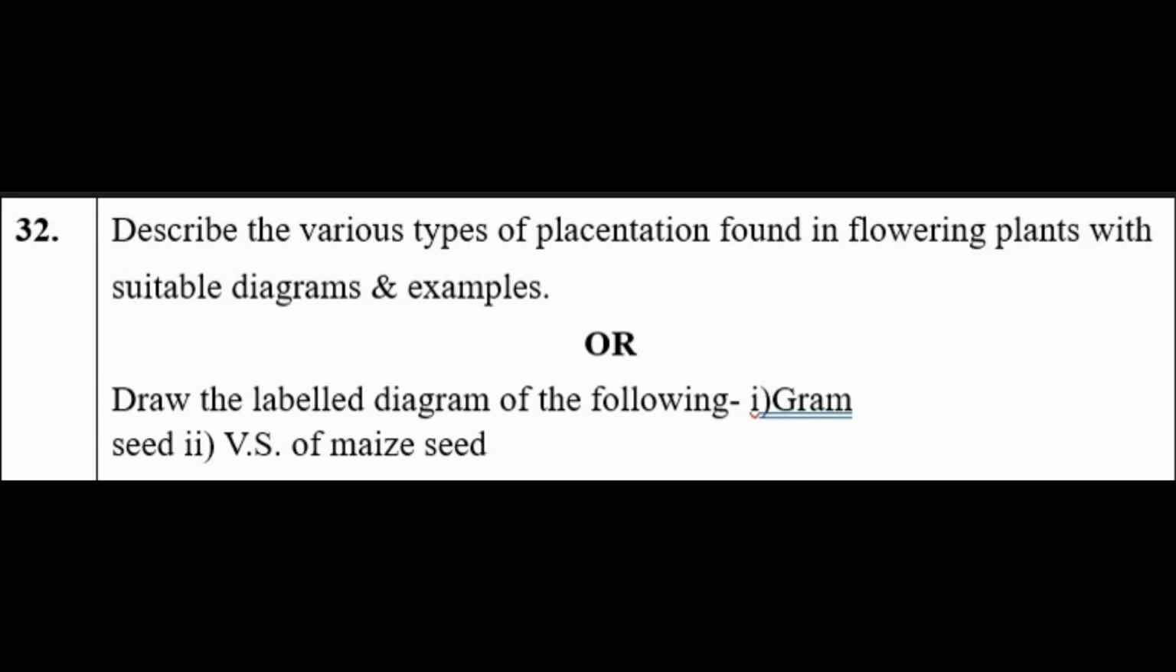Question number 32. Describe the various types of placentation found in flowering plants with suitable diagrams and examples. The OR part: draw the labeled diagram of the following. One is gram seed and second is vertical section of maize seed.